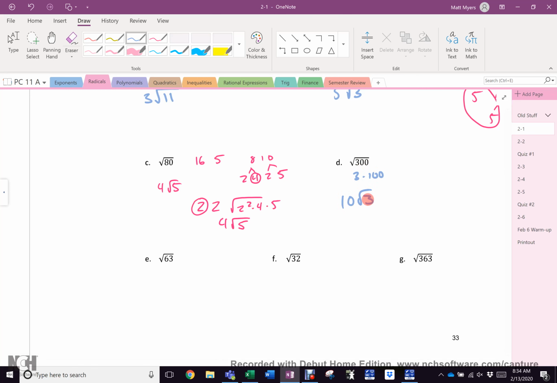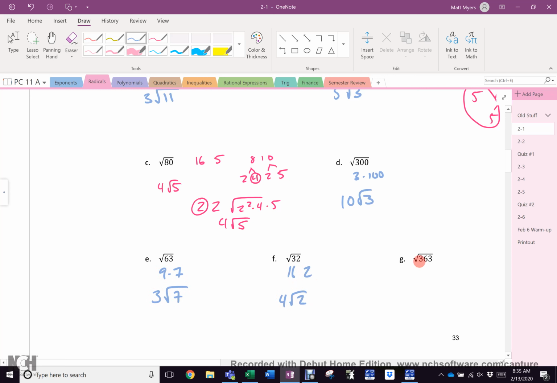What about 63? What are you going to use? 7 and 9. Square root of 9, 3. What did I leave under there? 7. Square root of 32. 16 and 2. Square root of 16, 4, root 2.